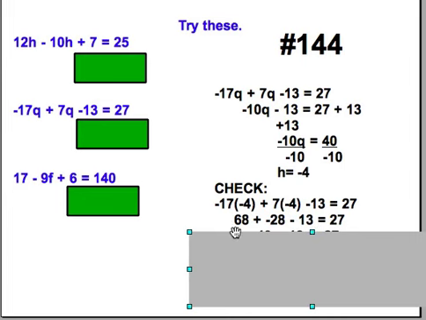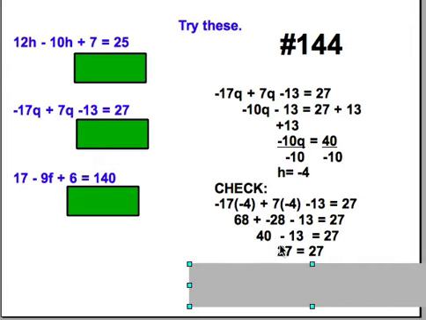Negative times a negative is positive, and it becomes 68, plus positive times a negative is a negative 28, minus 13. 68 minus 28 is 40, minus 13 is 27. So in the end, my equation is balanced, and in order to balance it, h has to equal negative 4.